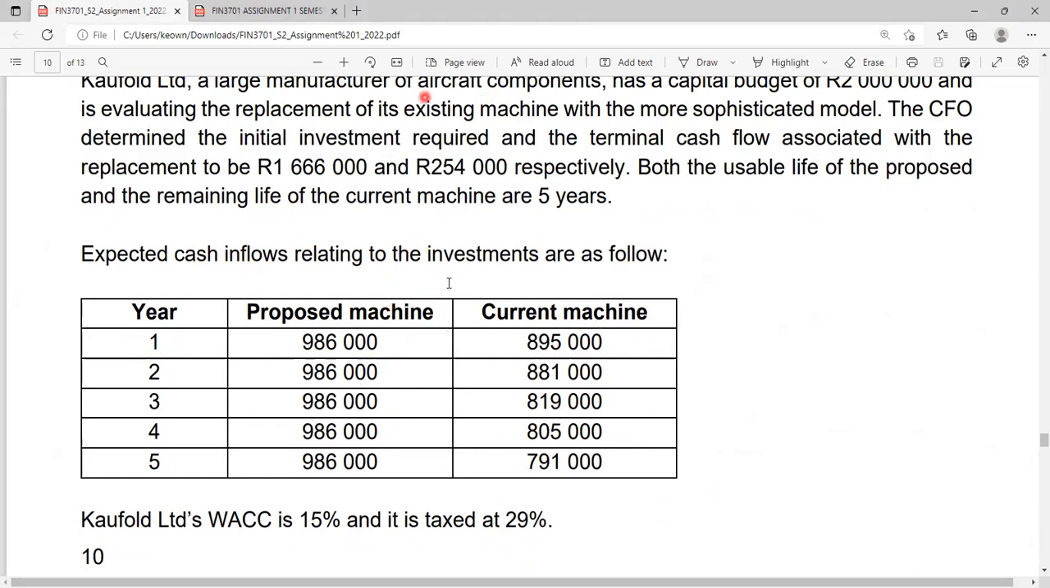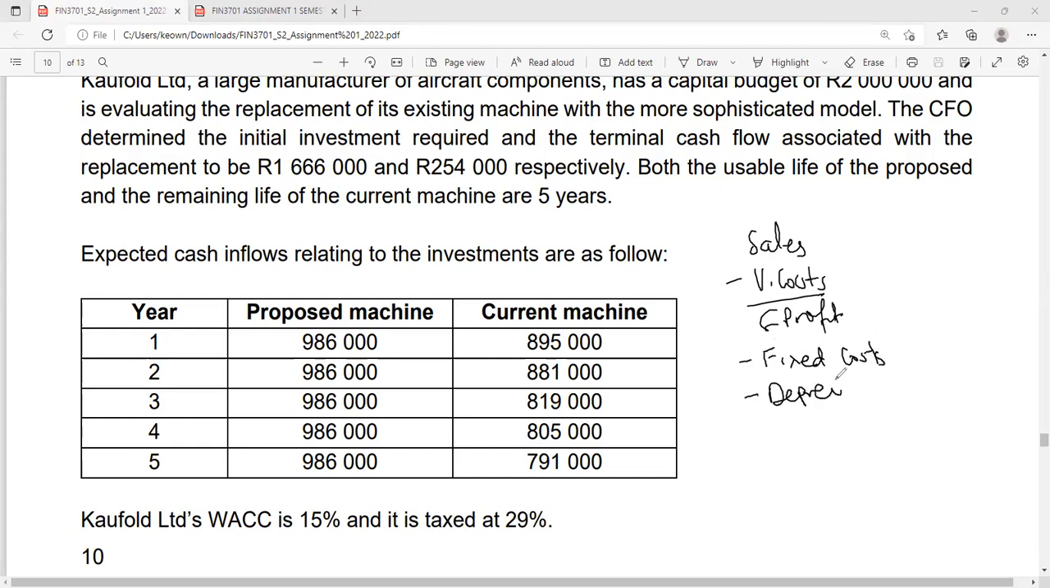Remember, when we're calculating cash inflows, operating cash inflows, we take our sales or our revenue, we subtract our variable costs, right? We get our gross profit. Then we subtract our fixed costs, right? And then we subtract depreciation. Sometimes depreciation is included in the fixed costs or the operating expenses, right? And then once we subtract all our operating expenses, we're left with our EBIT, which is our operating profit.